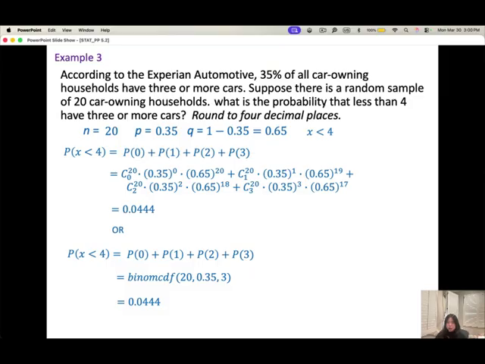This is the reason why I recommend you guys use the TI-84 calculator instead of the formula. That's too much work to write it out and then put into your calculator. But one more time, when you guys are working on the test, please show me all this work.